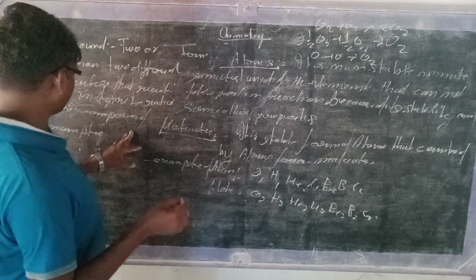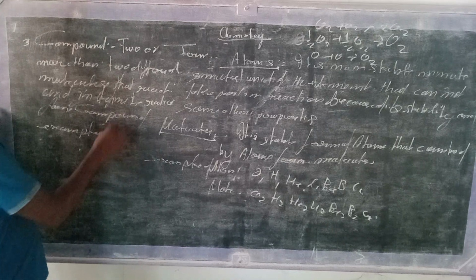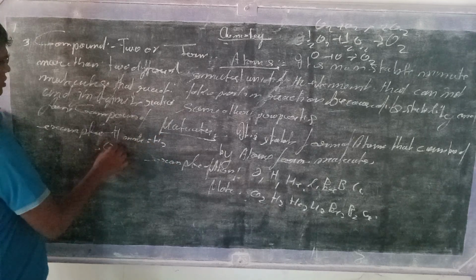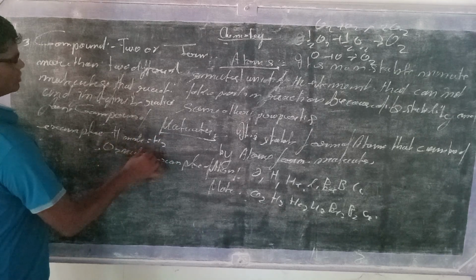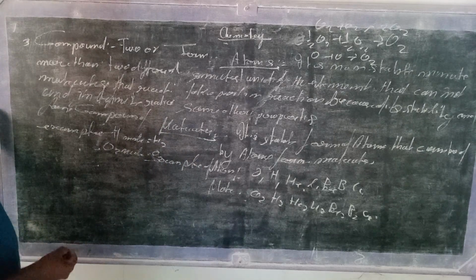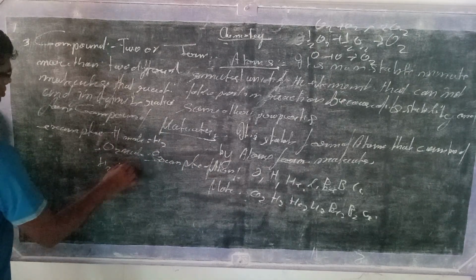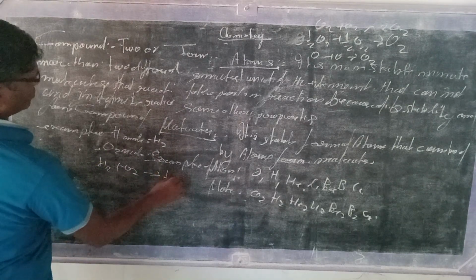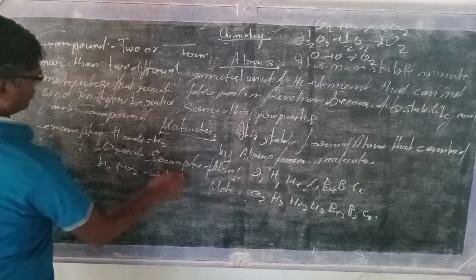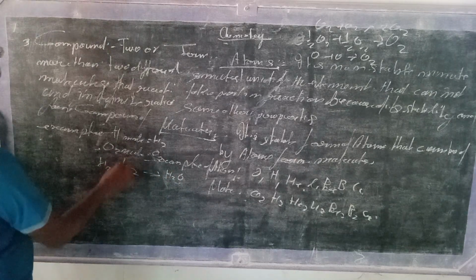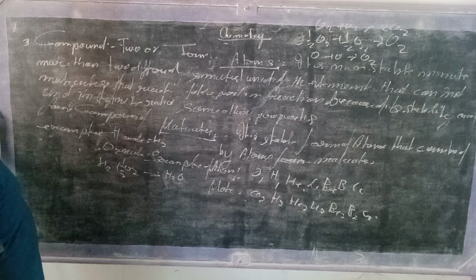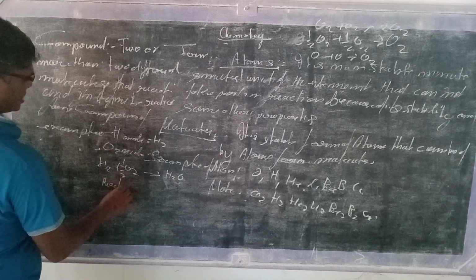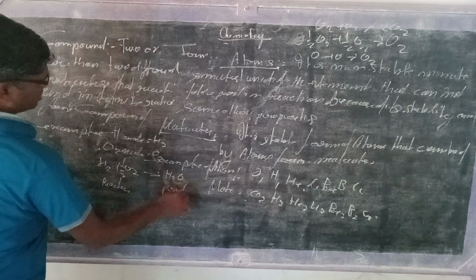With the help of an example, we will try to understand this. Hydrogen molecule is H2, oxygen molecule is O2. Oxygen and hydrogen react with each other: H2 plus O2 forms H2O. Here we have H2 and O2; O2 can be taken in the form of 1/2, and it becomes balanced. Here is the reactant, and this is the product.